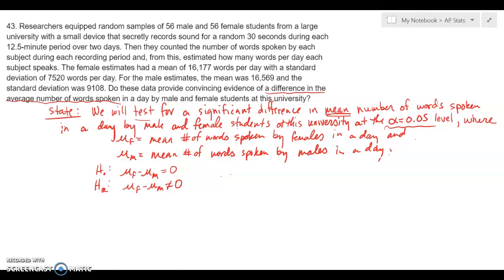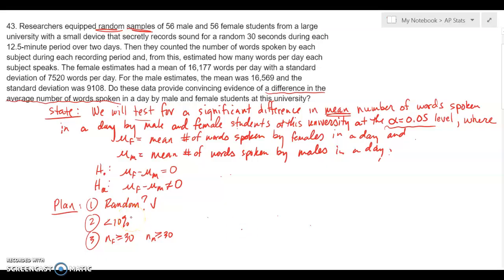conditions for the test. So we're on to our plan phase here. Our conditions are, number one, are the subjects randomly selected? So we can look up here. We can say random. We've got random samples of 56 male and 56 female students. So males and females are chosen at random. Less than 10%. We've got to look at our sample sizes here. Our sample sizes are 56.